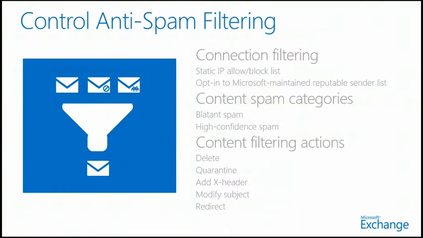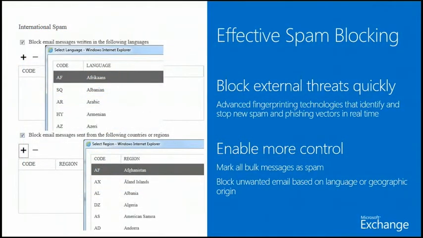How do we control the anti-spam? Through connection filtering, we can actually block senders from IP addresses. We can block senders from domains. We can block, and we can allow also. We can pick off blatant spam and high confidence spam. And we can delete, quarantine, or add headers and modify subjects and redirect messages that are flagged as spam. All right.